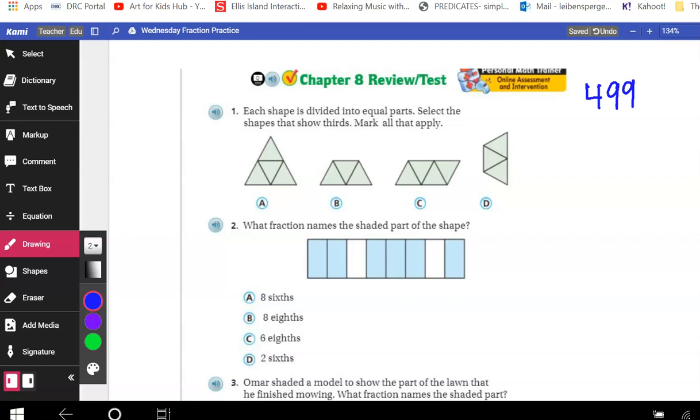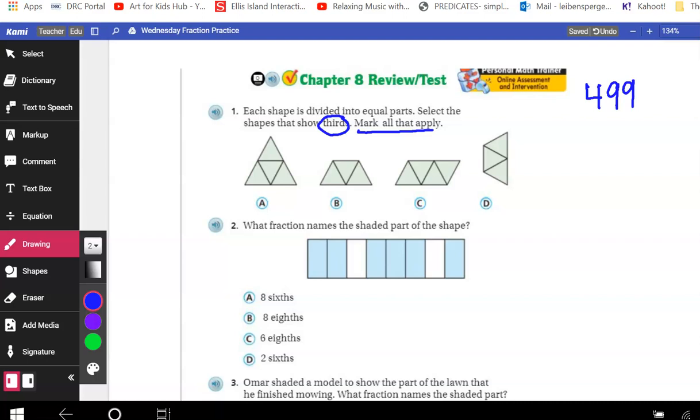Number 1. Each shape is divided into equal parts. Select the shapes that show thirds. Mark all that apply. So go ahead and take a look at each of these shapes. Remember, when we're looking for fractions, we want to make sure they have the same size shapes or equal parts. And we're looking for thirds. Go ahead and give it a try. Pause the video if you need it, and come back and check your work.